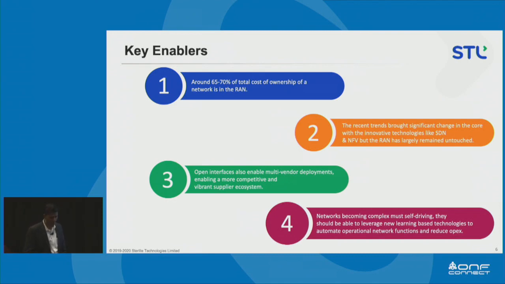The fourth one is obvious: since the traffic is growing maybe 1,000 times percentage-wise, the network is becoming complex, and this is the time where the network has to self-realize that it has to manage itself, it has to automate all those operational entities, maybe through AI and ML kind of deployments. So those are four key enablers we think are important to look into from this perspective.